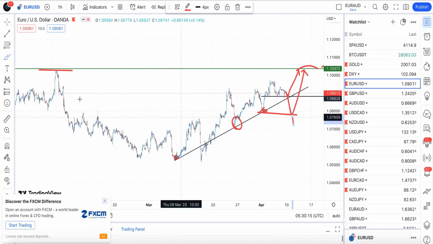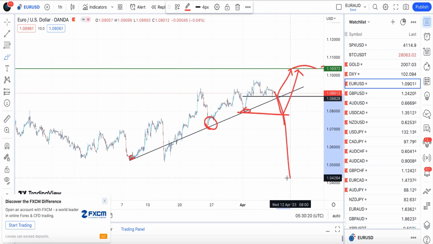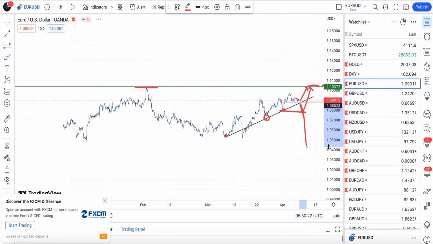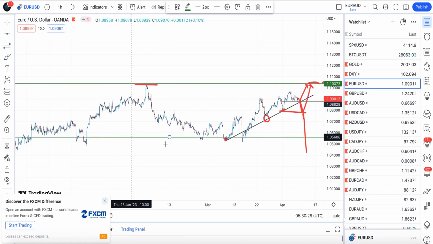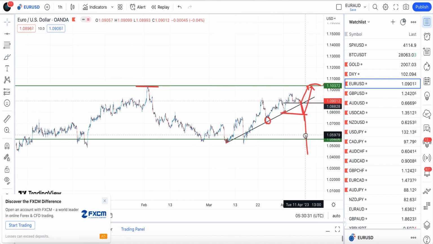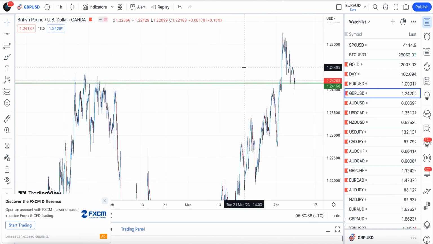But it depends on what happened on the CPI data. If the CPI data comes out better than expected, then we should see it coming to this low. I think we will see EUR/USD coming back to this particular low right here if the CPI data comes out better than expected. So the next pair I want to check out is GBP/USD.